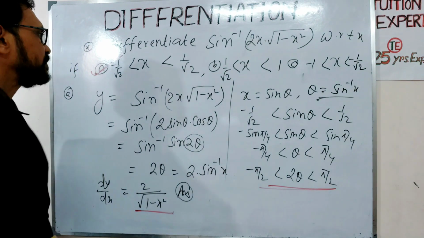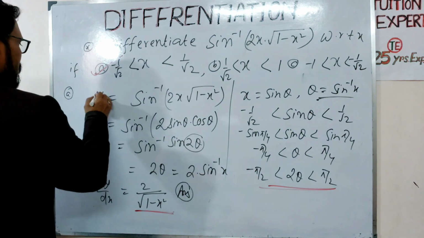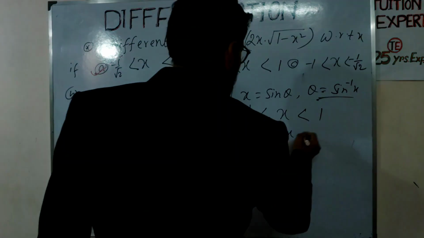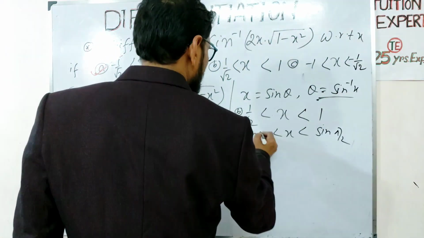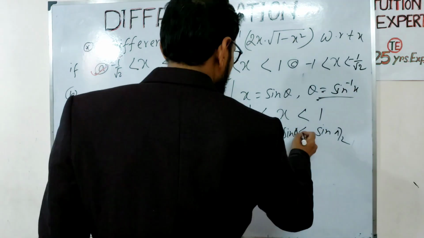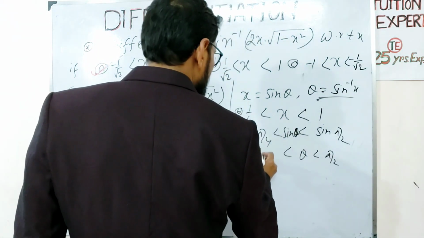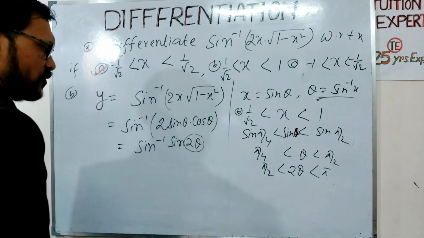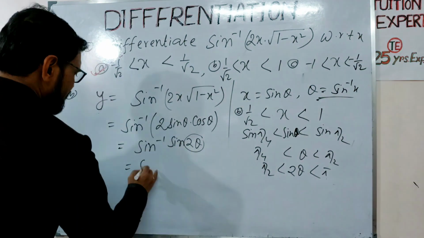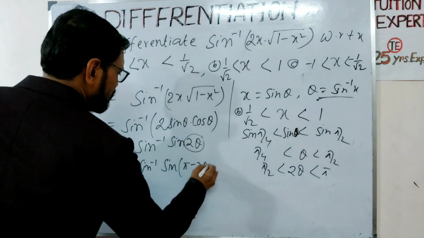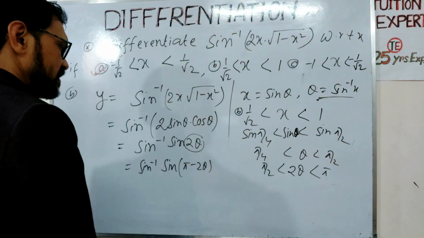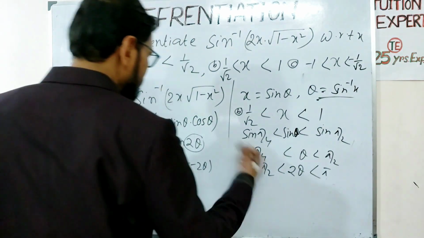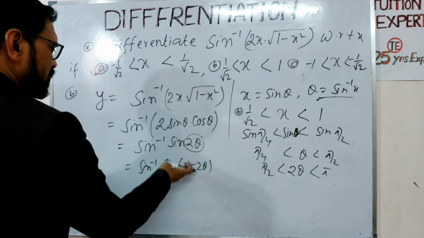Now the next condition. For this condition, x is greater than 1 by root 2, that is sine pi by 4, and x means sine theta. So theta is less than pi by 2 and greater than pi by 4. Now 2 theta is greater than pi by 2, between pi by 2 and pi. Now this is not the principal value. This angle is not in the principal value, so we have to bring this angle into the interval of principal value. So we write sine 2 theta equal to sine pi minus 2 theta.